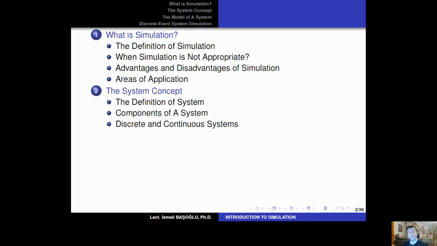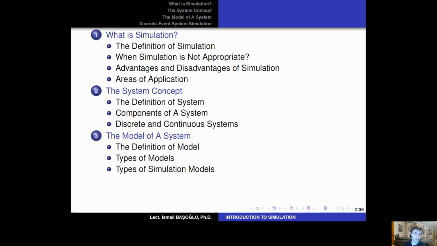Then we are going to talk about the system concept. The system concept is an important concept to understand because in simulation, we are basically creating the models of systems. So first we need to understand what a system is and the components of a system. And we are going to classify systems into two classes, such that systems that are discrete and systems that are continuous.